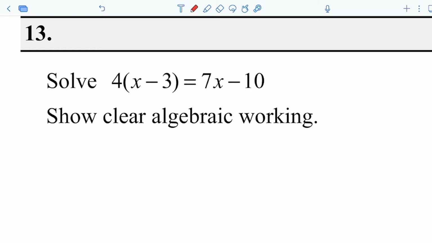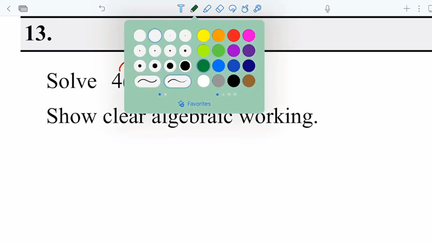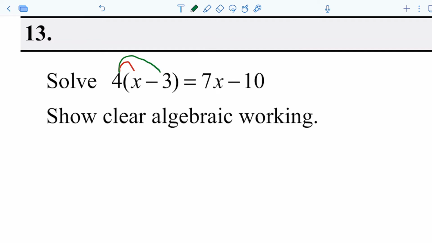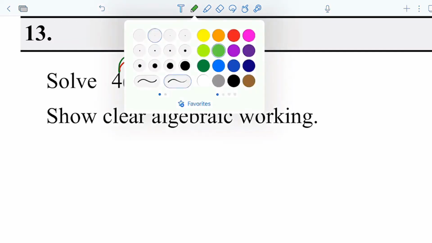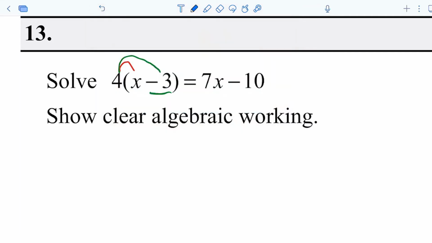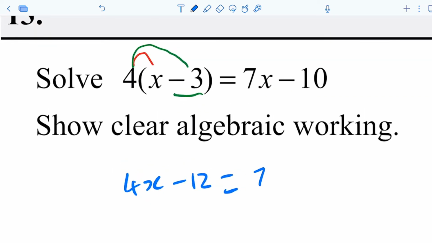So when we expand brackets, we multiply the outside number by everything on the inside. So we've got 4 multiplied by x and 4 multiplied by negative 3. So once we've expanded this bracket, we end up with 4x, and then take away 12, and this is equal to 7x take away 10.